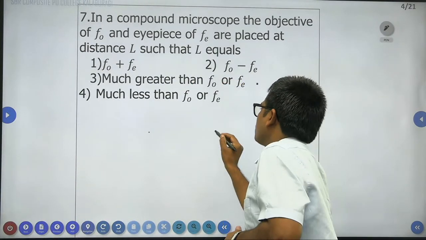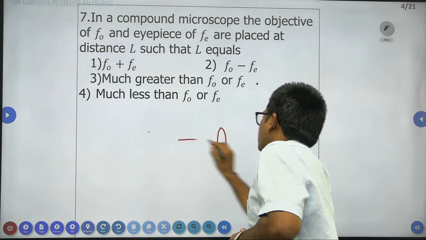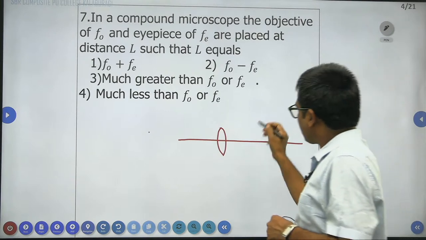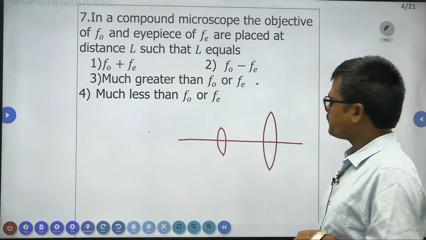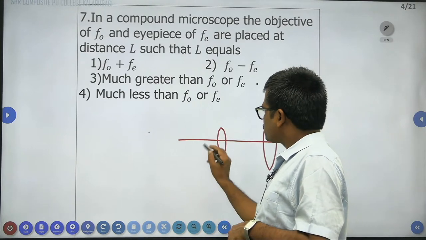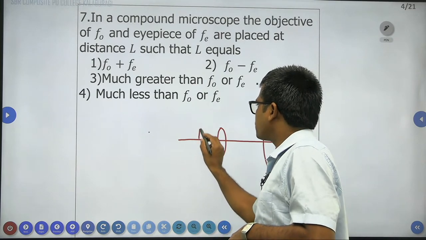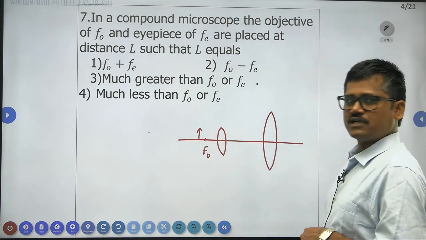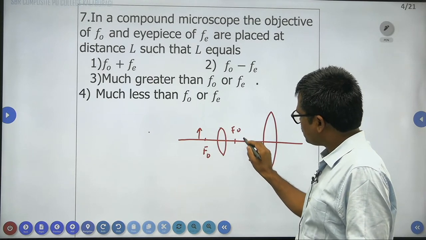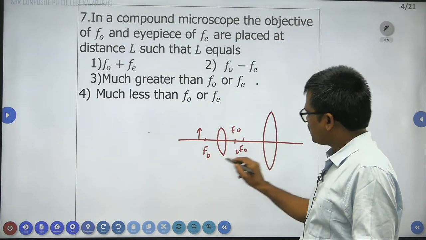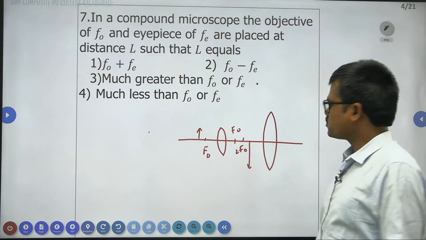In case of a microscope, the convex lens objective's focal length will be taken relatively less, and the aperture of the eyepiece will be taken high, right or not? Now somewhere here is the focus of the objective. The object is kept very close to the focus. Then where would be the image? Somewhere here it will be F0, somewhere it will be 2F0. If the object is behind F0, then the image will be somewhere here. This will be the image here.